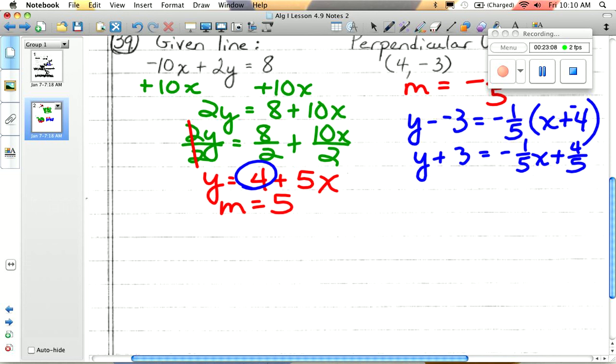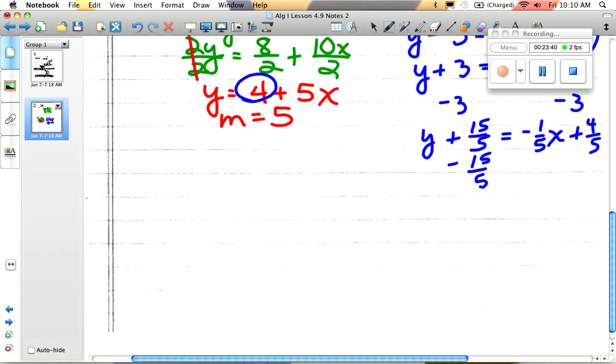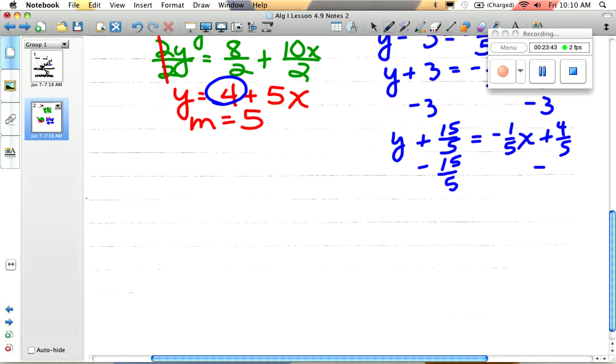What do we have to do to both sides here? I have to subtract 3 without my calculator. What's another name for 3 in fifths? How many fifths is 3? 15 fifths. So I really could say, I'm going to rename that 3 as 15 fifths. And then I'm going to subtract 15 fifths from both sides. Because you never know when good old LeGrand's going to say no calculator on this quiz. And we got to know what to do.